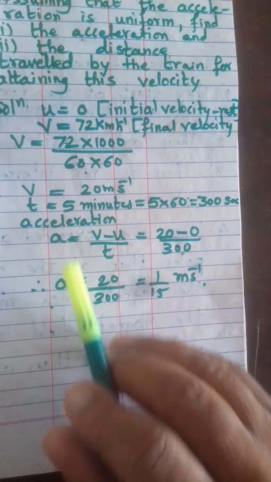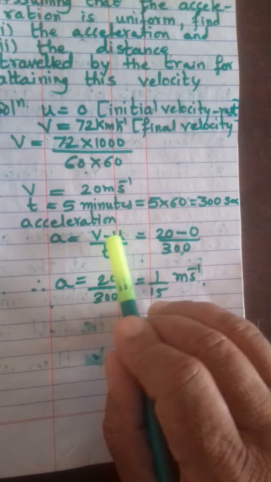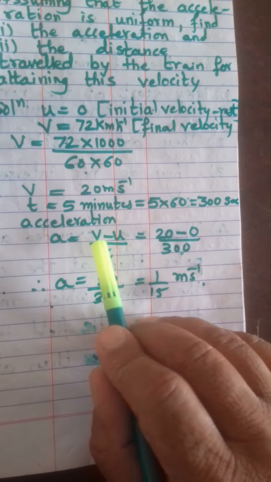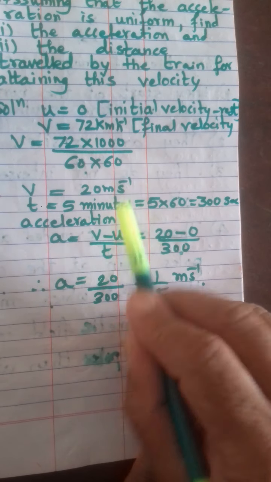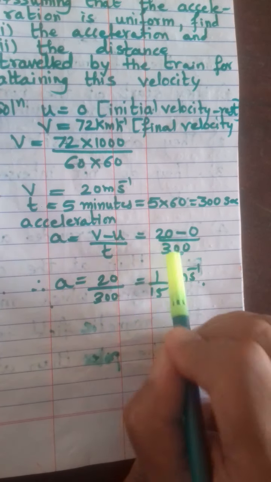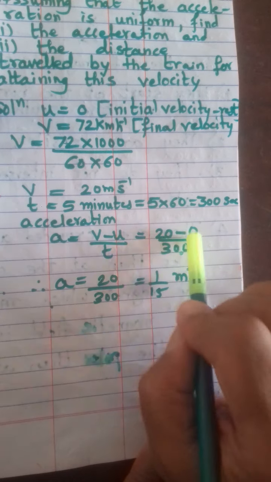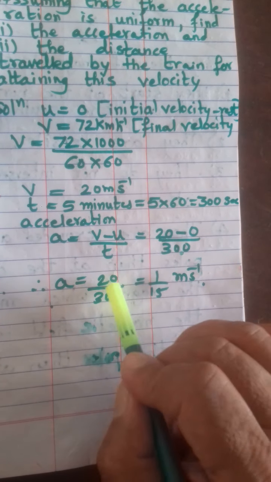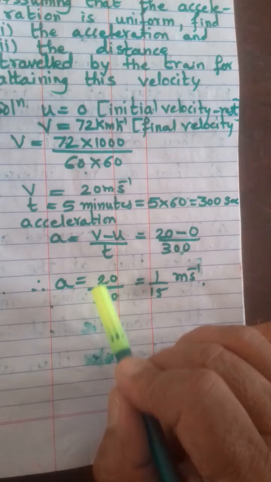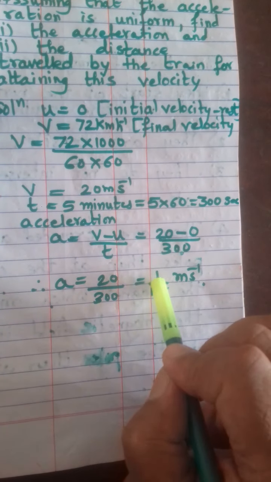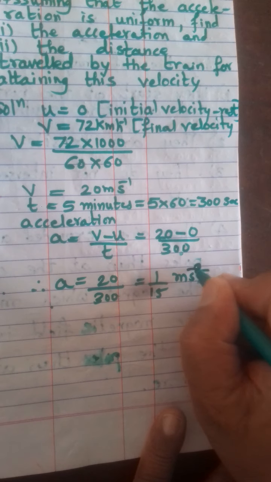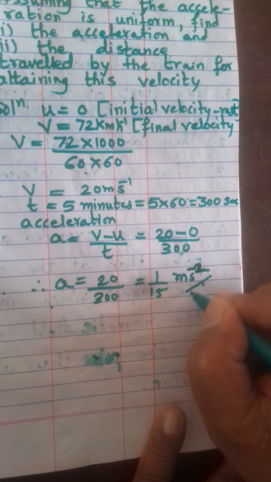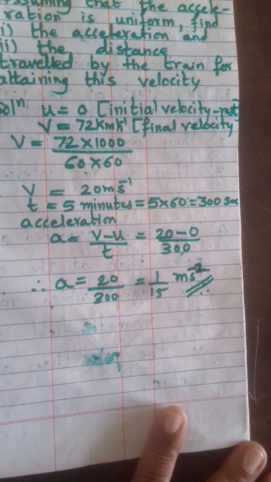And you know, acceleration is rate of change of velocity. A is equal to v minus u upon t. Final velocity is 20, initial velocity is 0, upon time is 300 seconds. 20 minus 0 is 20 upon 300. Cancelling zeros, 2 ones are 2, 2 15s are 30. So acceleration is 1 by 15 meters per second square. Unit of acceleration is meters per second square. Now let us calculate the distance traveled.